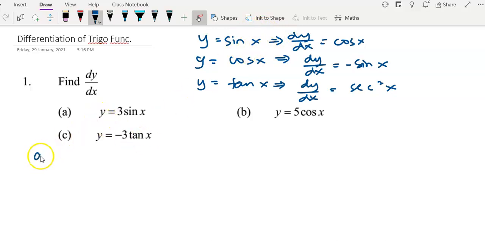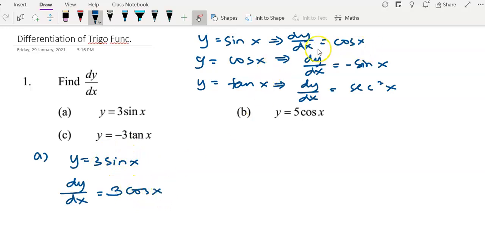Now, for question A, y equals 3 sine x. To find the first derivative of this function, first of all, look at the function containing the coefficient 3. So we just copy down the coefficient first. Then to differentiate the sine, we have cos according to this formula. Alright, so this is our answer.